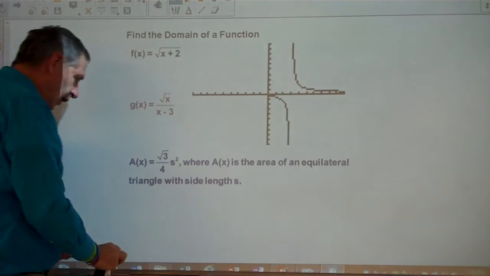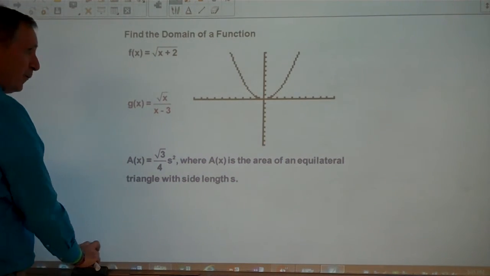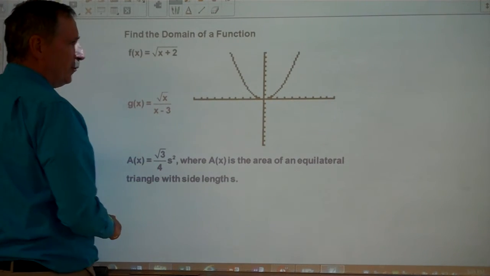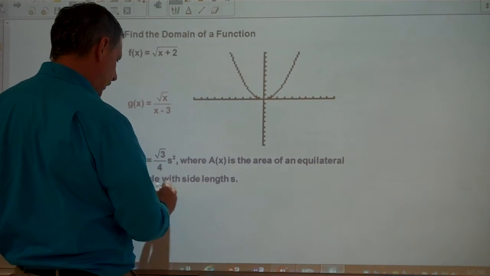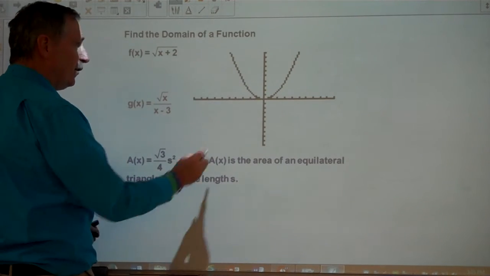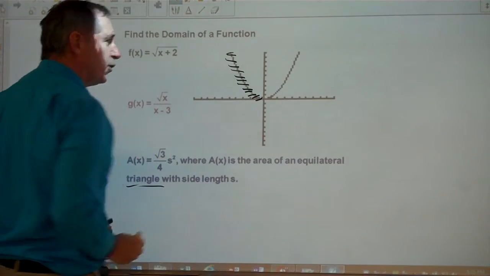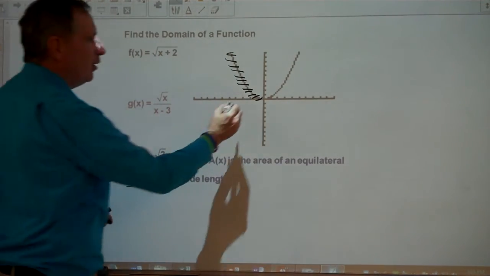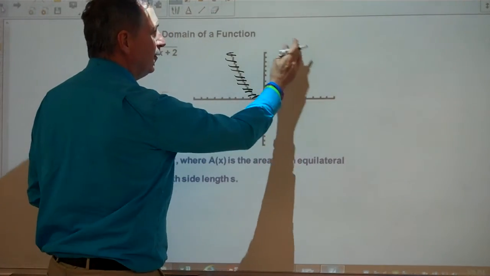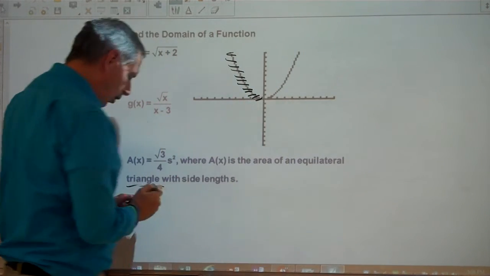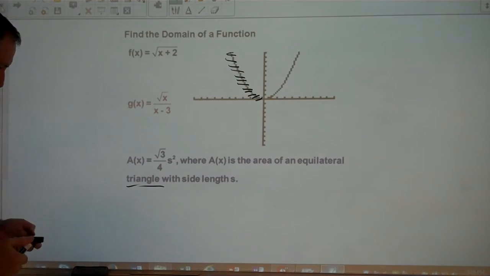And the last one we have is a graph of this function here, except because we have to have positive length, we know this whole part of the curve on the left is excluded. So our domain graphically is going to be represented by this graph to the right of our y-axis.